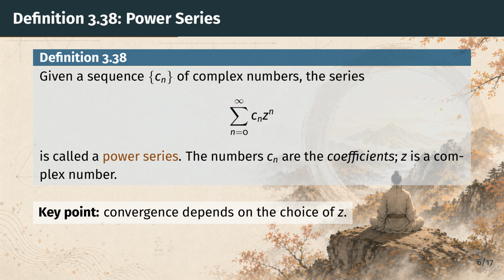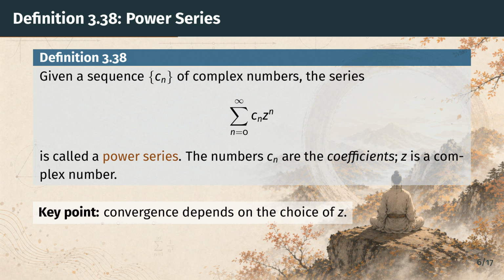Here is the formal definition. We are handed a sequence of complex numbers c sub n, the coefficients, and z is a complex variable. The power series is the infinite sum, from n equals 0 to infinity, of c sub n times z to the n. Notice that the sum starts at n equals 0, so the very first term is just the constant c sub 0. We allow z to be complex, not merely real, because that is the natural setting in which this theory becomes clean and symmetric, as we will see in a moment.